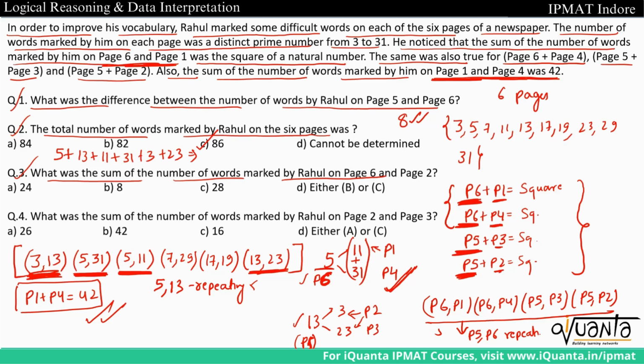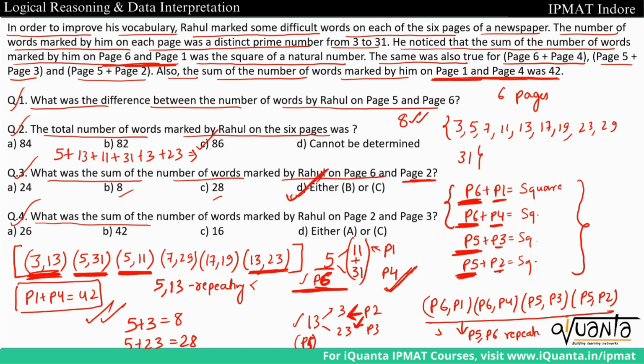Third question is what was the sum of the number of words marked by Rahul on page 6 and 2? We are very sure that page 6 will have 5 words, and for page 2, let us find out the number of words. Now page 2 can have either 3 words or 23 words. So either 5 plus 3 or 5 plus 23 can be the total number of words. So 5 plus 3 is 8, 5 plus 23 is 28. So either 8 or 28 can be the sum. D is either B or C, so option D will be the correct answer.